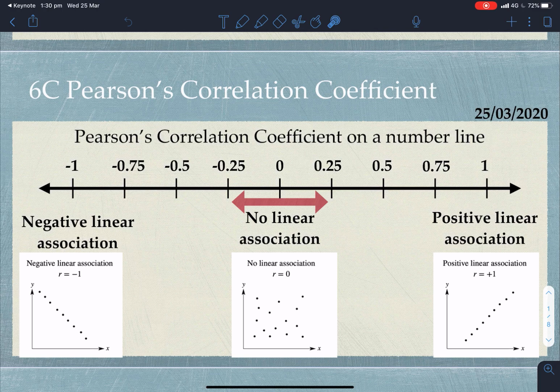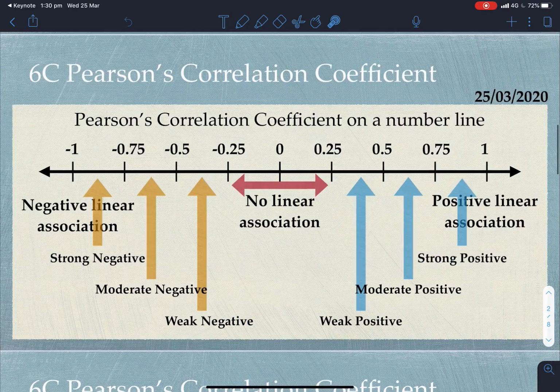For negative, it's the same thing. You're basically just going down. How clear they are, you can see a line going down. That will go from here to here. For positives, how clearly you can see them going up is from here to here. Okay, I'll give you a little bit more reference.